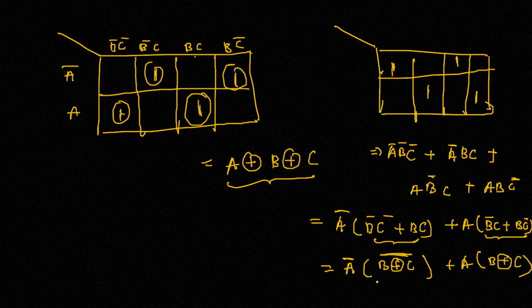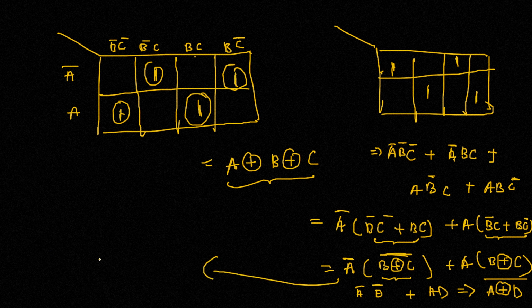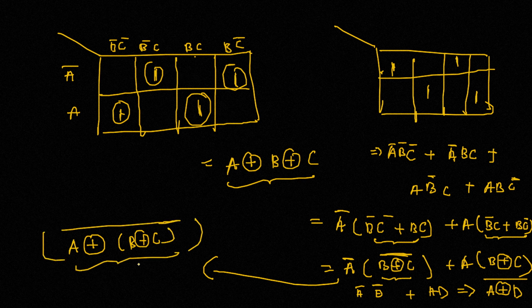So this entire expression is actually of the form A complement. Let's take B XOR C as a new variable D. So this is A complement D complement plus A D, right? So this form is of the form A XNOR D. So we can write this entire expression as A XNOR of B XOR C. So this is the full expression for odd parity, and for even parity it was just A XOR B XOR C.